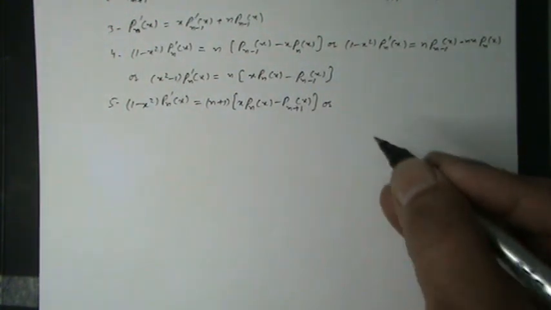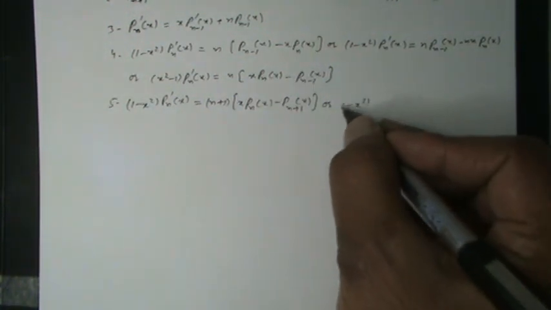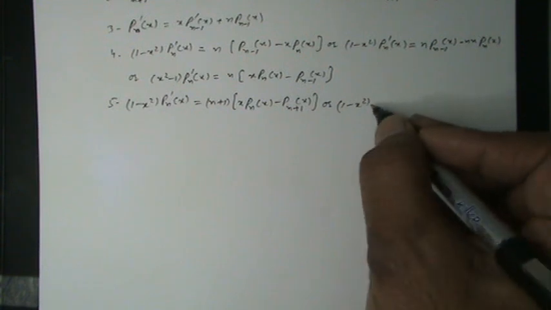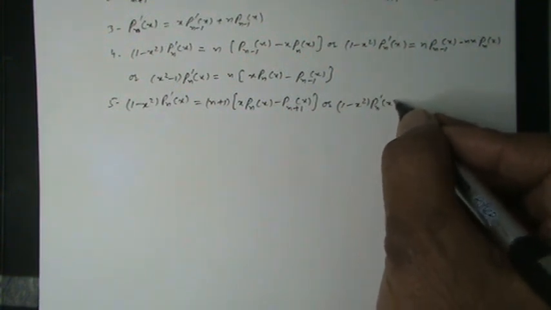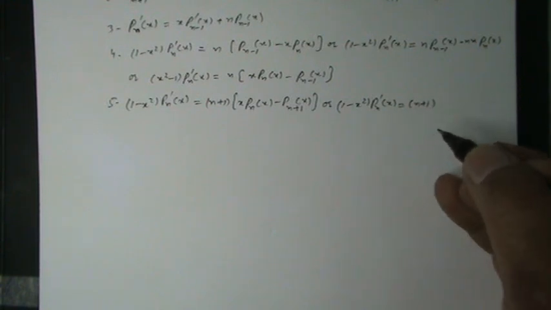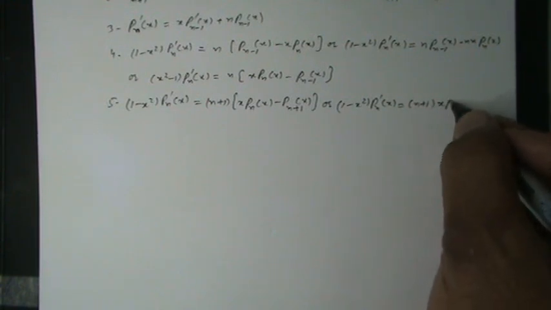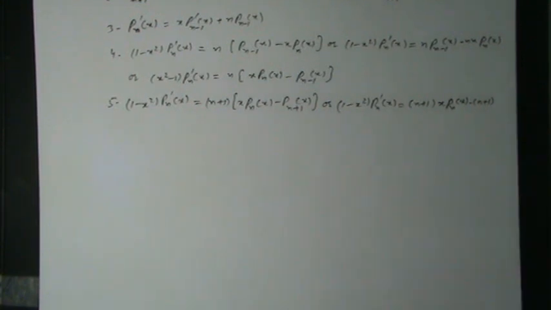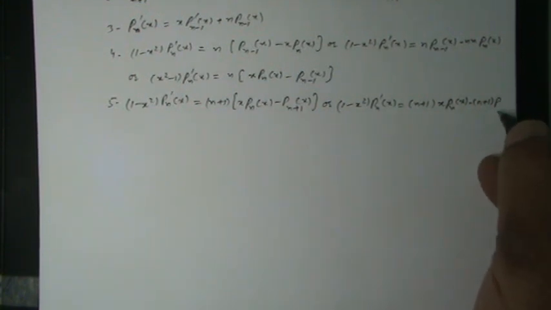or it can be written as (1 minus x square)Pn'(x) equal to (n+1)xPn(x) minus (n+1)Pn+1(x).